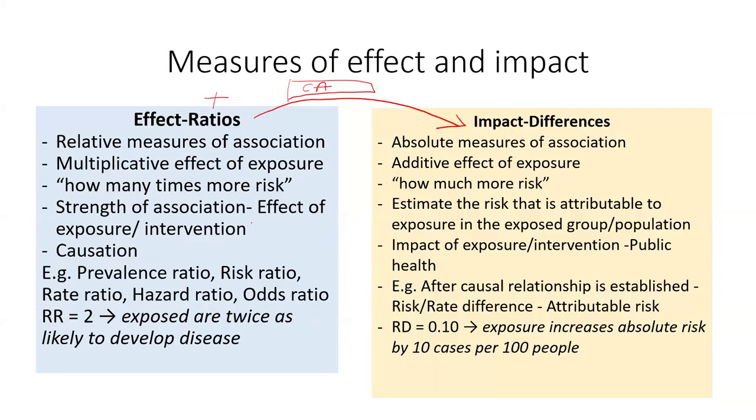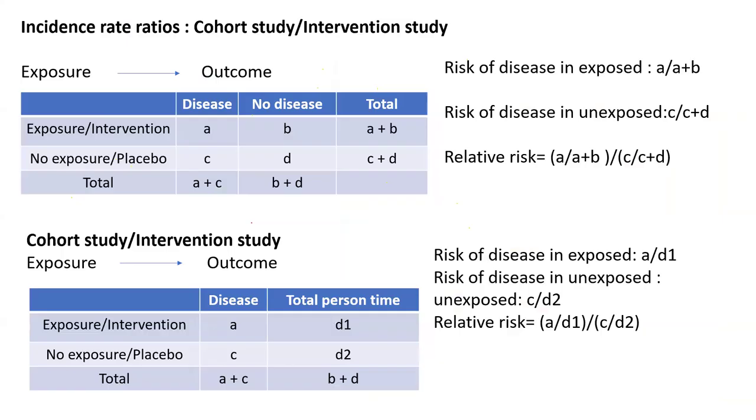You begin with the effect, and then if you are able to prove causation, you can then subtract the incidence in the unexposed from the exposed, and find out how much more risk is there in the exposed as compared to the unexposed. We all are very well versed with these ratios. So you all know that if you can calculate the cumulative incidence, you can calculate the risk ratios.